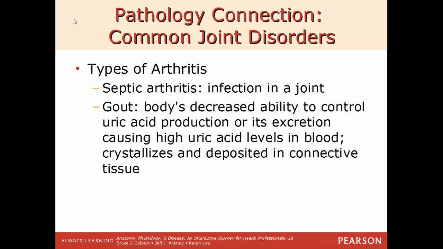Next type, gout. This is the body's decreased ability to control the amount of uric acid that's produced, or its elimination from the body. So whenever you get high levels of uric acid in the blood, they start to crystallize and are deposited within connective tissue. That's when you get gout.